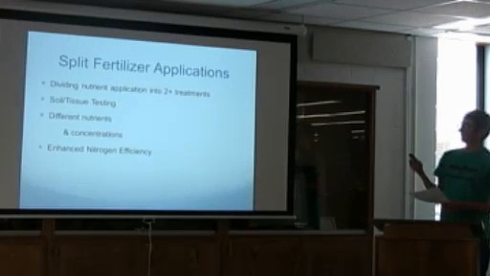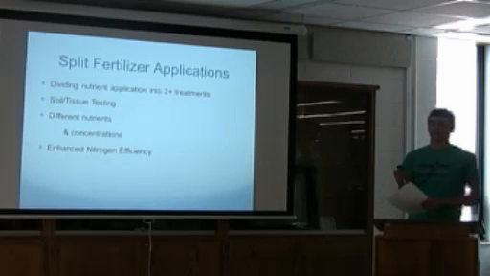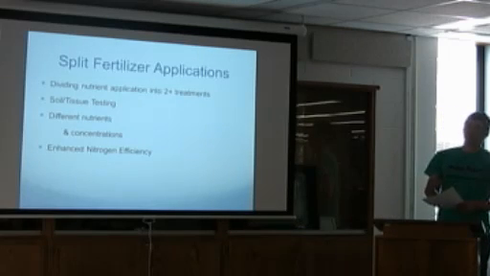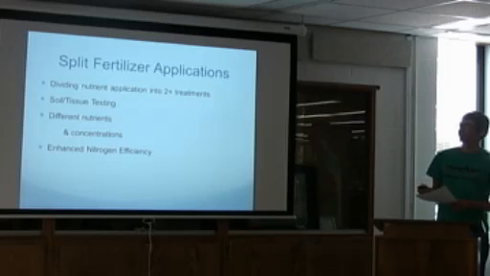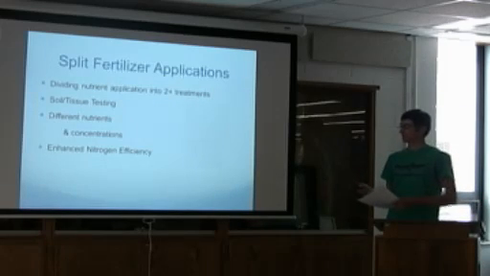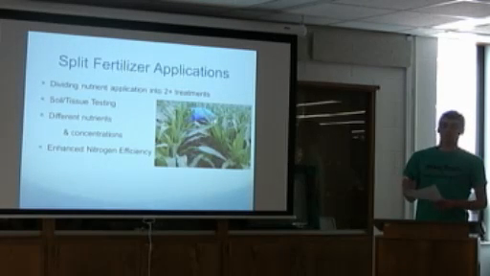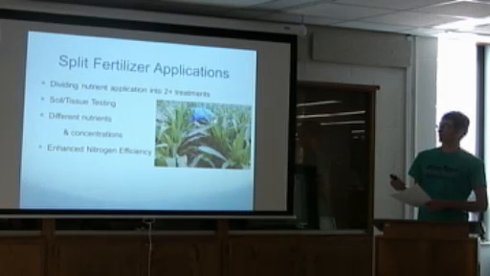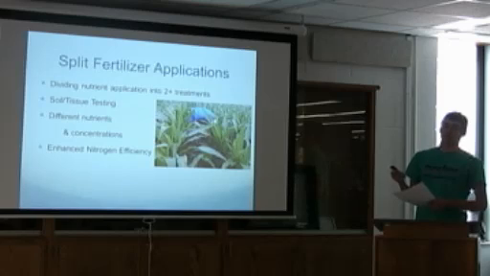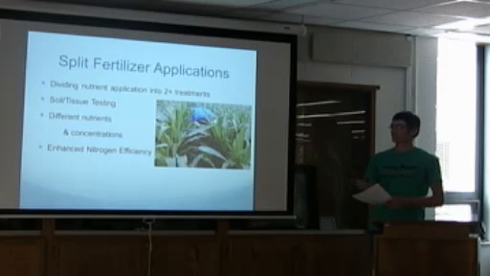And then another one is your split fertilizer application. By definition, it's dividing your nutrient and nitrogen application into 2 or more treatments. Easiest way to do this, you can do soil tissue testing, and that's just testing the nutrient levels within your plants and within your soils. It'll allow you to see where you're deficient or where you're sufficient throughout the growing season.